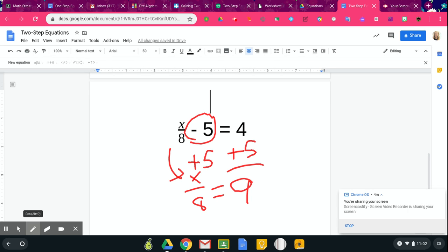And now this is a one step, so the opposite of dividing by 8 is to multiply by 8. And 9 times 8 is 72. So x equals 72.